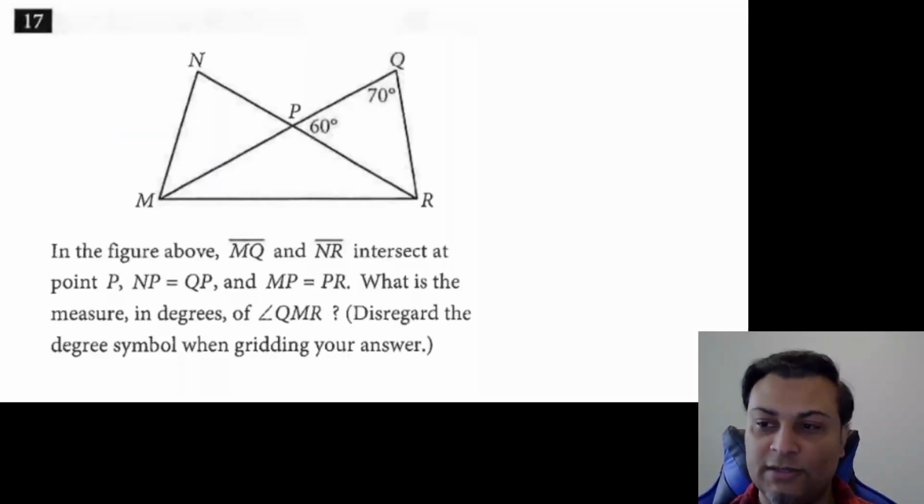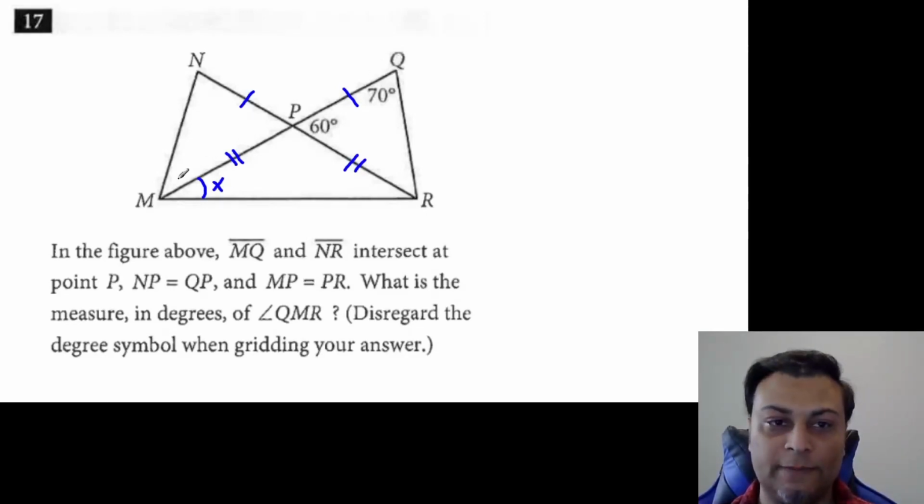Question 17. In the figure above, MQ and NR intersect at point P. NP equals QP, so NP is here, QP is here. MP equals PR, so MP is this part and PR is this part. What is the measure of angle QMR, which is this angle here?